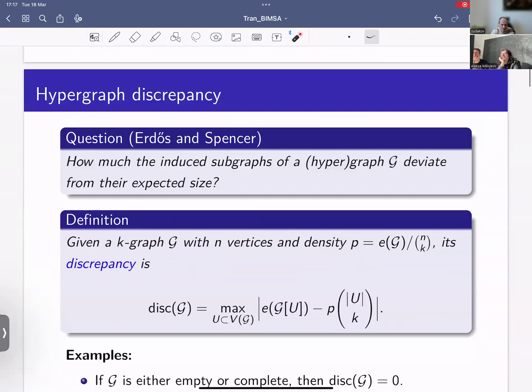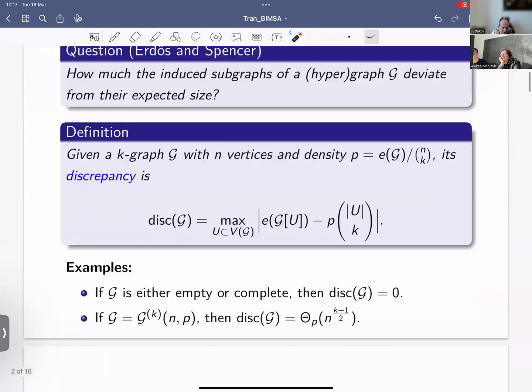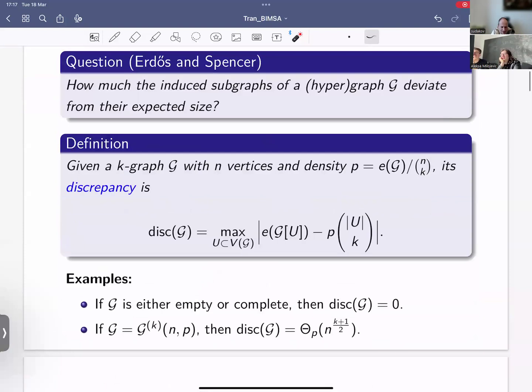So you were explaining to us that the discrepancy is the difference between what you expect in a random hypergraph of the given density and the number of edges. Okay. Maybe from time to time you can ask some question to make sure that you can still hear me. I will ask the minute we don't hear you, but let's continue.